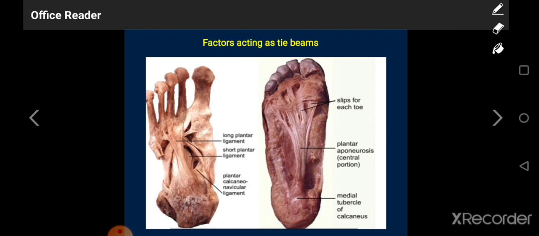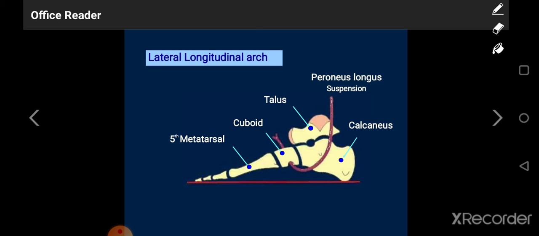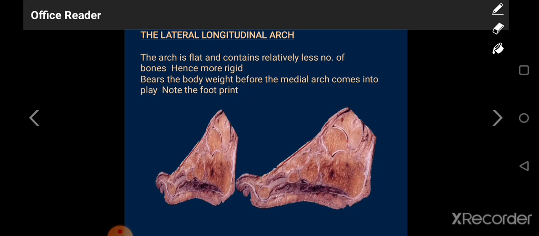So these are the tie beams, that is your plantar aponeurosis. This is another suspension formed by the peroneus longus muscle for the lateral longitudinal arch. The arch is flat and contains relatively fewer bones, and hence is more rigid. It bears the body weight before the medial arch and comes in contact with the ground.